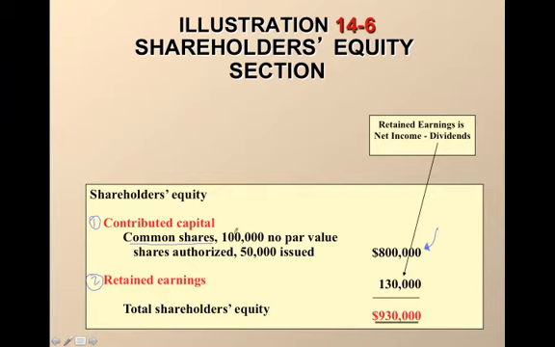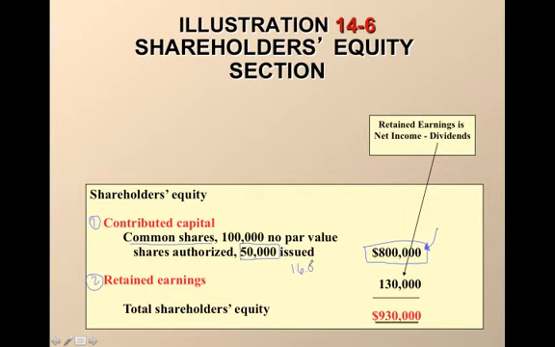But 100,000 no par value shares were authorized. That means they were authorized to sell 100,000 of them. However, they've only issued 50,000. So if we look at this, how much did they sell each one of those shares for? You can actually calculate here how much each of these shares were sold for, or how many shares they sold. If they have $800,000 in contributed capital and they've only issued 50,000 shares, well, 800 divided by 50 equals 16.